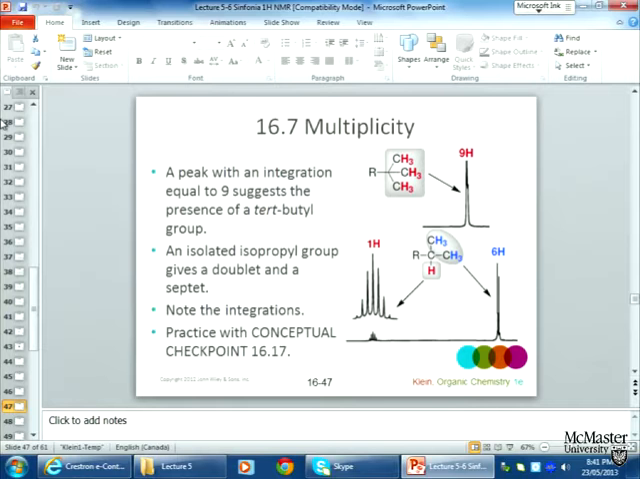Seven lines, right? The n plus 1 rule, if you use it that way around. So you see a seven-line signal, a septet, and there it is, beautifully displayed on the overhead projector. Not.